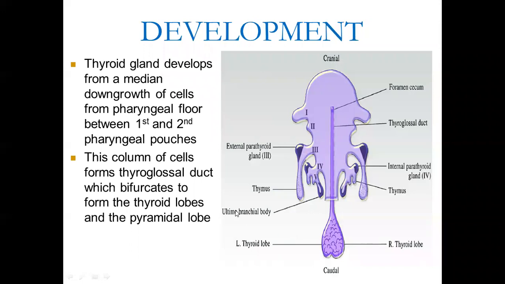A few words regarding the embryology of the thyroid gland. So the thyroid gland develops from a median downgrowth of cells from the pharyngeal floor between the first and the second pharyngeal pouches. This column of cells, which is seen here, forms the thyroglossal duct, and this descends downwards, bifurcates to form the thyroid lobes and the pyramidal lobe. So you can see here.